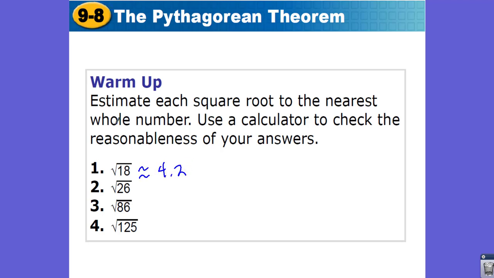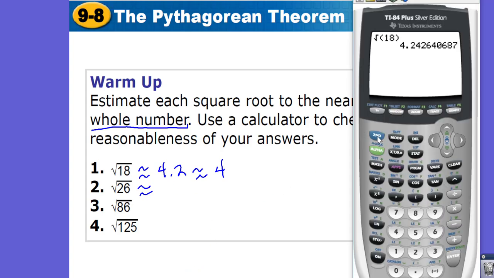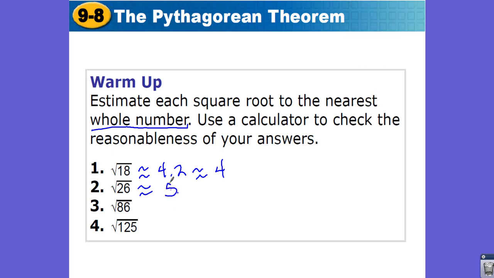But it says write this to the nearest whole number. So this 0.2, is it big enough to do anything to the 4? No. So again, this would be approximately 4. For the square root of 26, we do the same thing. We bring our calculator back up. We do the second x squared, type in the 26, close the parentheses, hit enter. We end up with 5.09, which is 5.1, which rounded to the nearest whole number would be approximately 5.